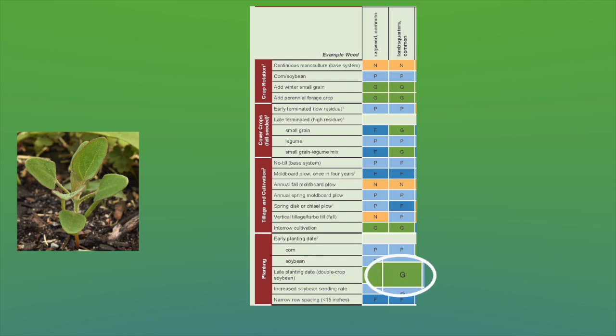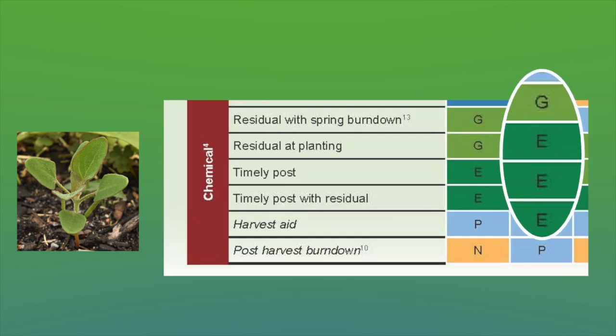Planting a late season crop such as double crop soybeans is an effective approach because common lamb's quarter seeds germinate mostly in the spring and early summer. For instance, in the Mid-Atlantic region, few plants will emerge after July 1. There are a number of effective herbicides that can be used as well.